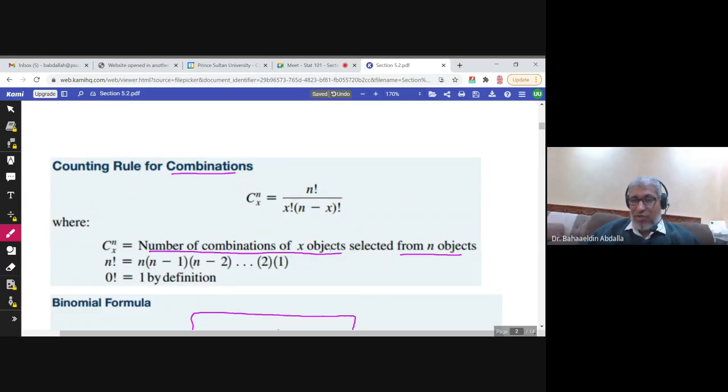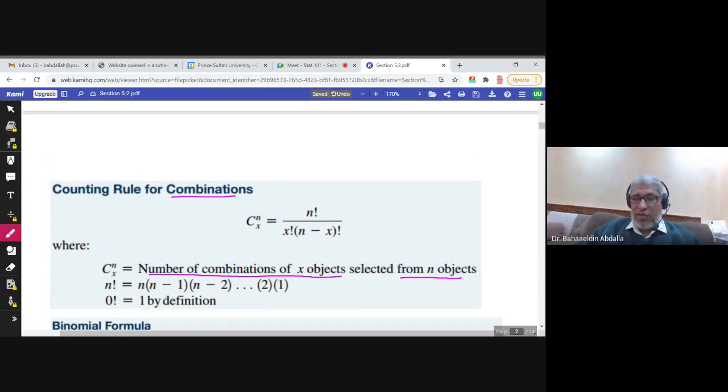Number of combinations of X objects selected from N objects. For example, I have 30 students in the class. In how many ways can I select 5 students out of 30 students? The number of ways would be 30C5.